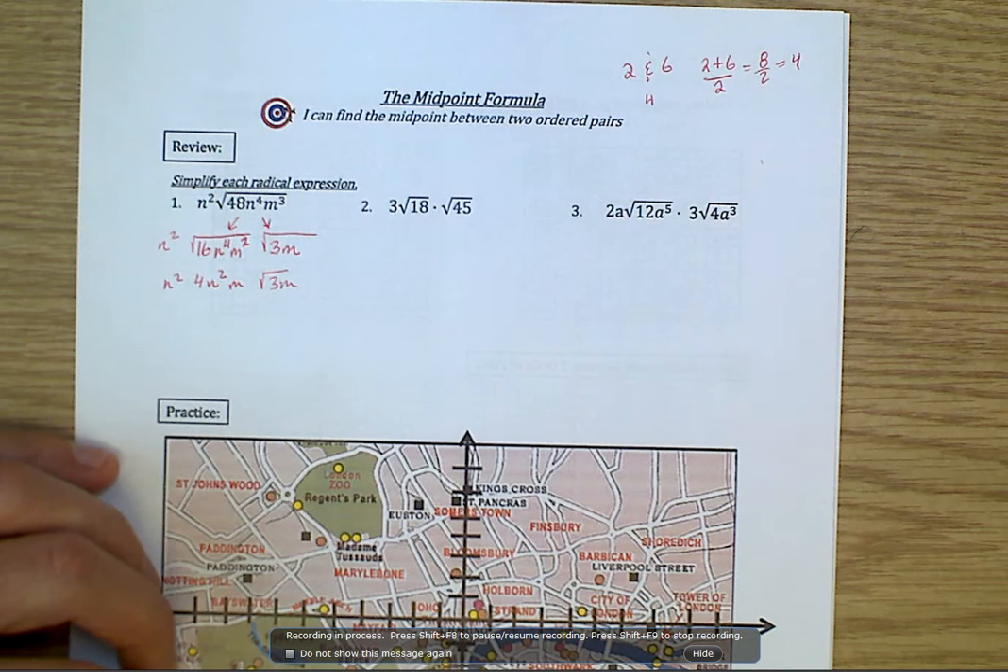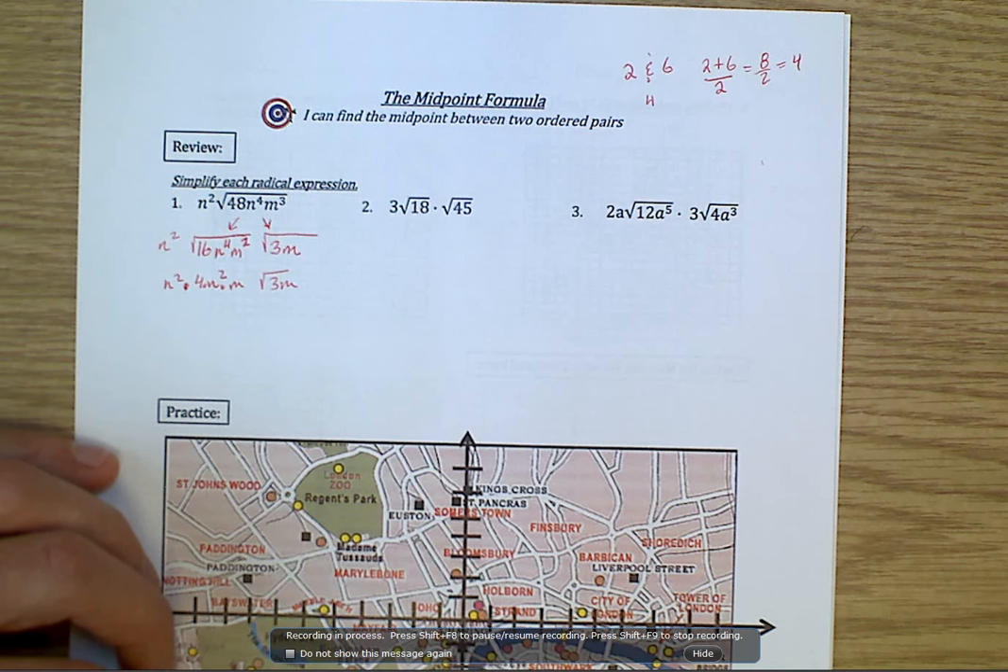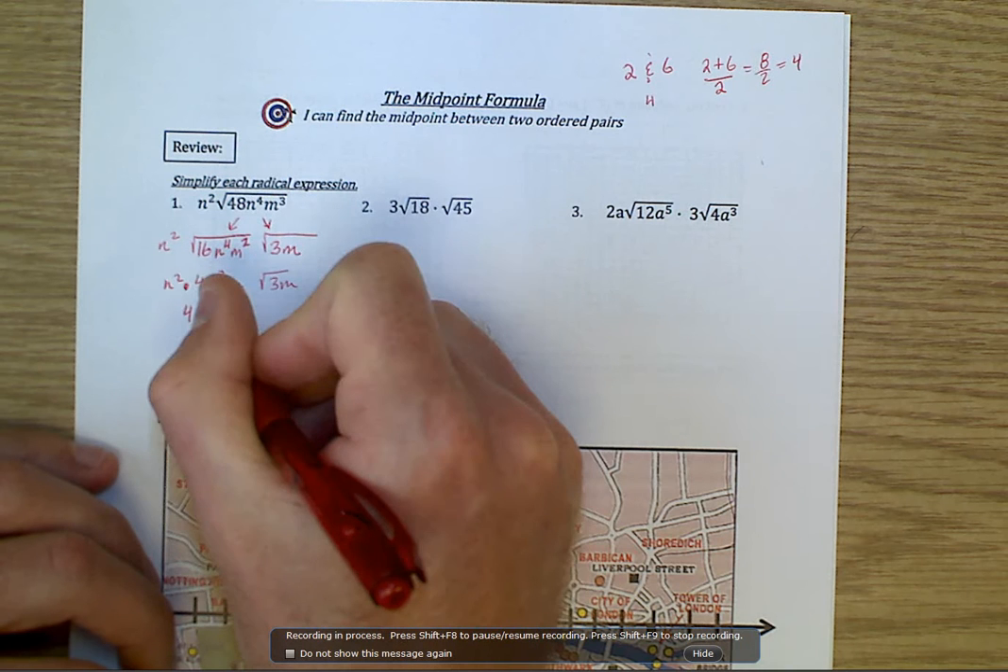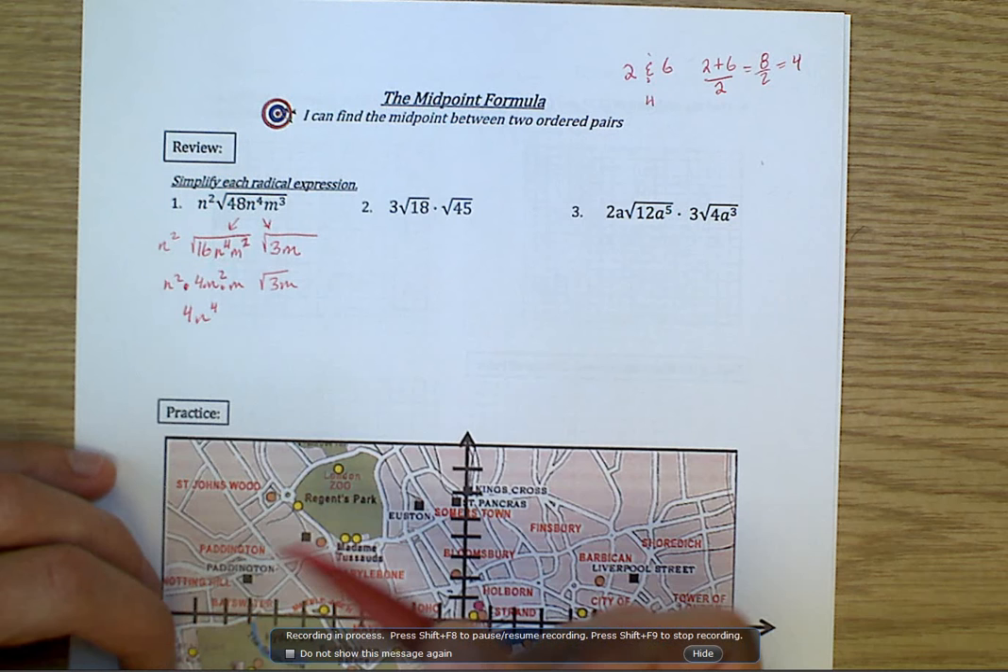Okay? Now there's really a times sign between all of these terms. So you're just going to times everything together. 4 n to the 4th, if you have 2 n's here and 2 n's there, that's 4 of them, m square root of 3m.